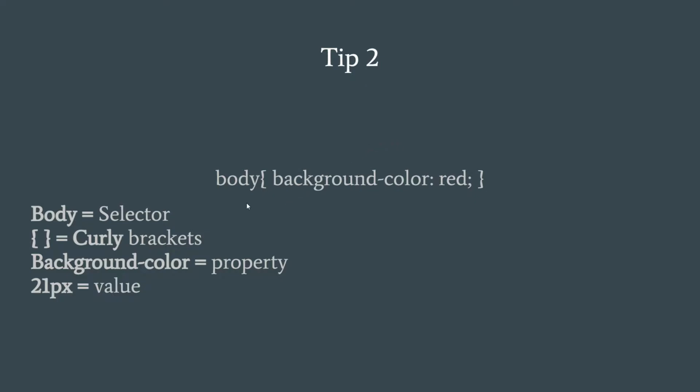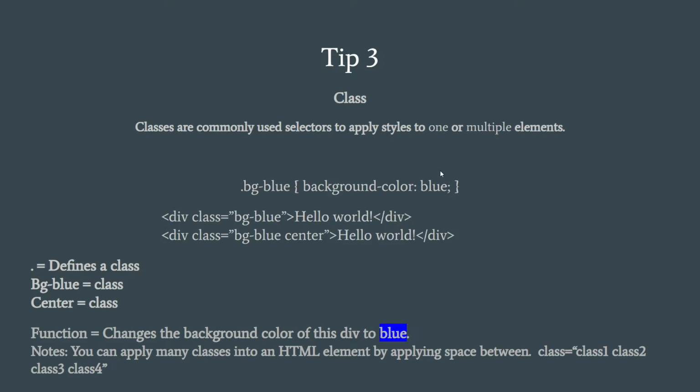Tip number 2 is we have the body, and this is the selector, this is the curly brackets, and within here we add our properties and values and the semicolon here. We're gonna do this too. We have classes. A class is defined by a dot, begins with a dot, and then you have the class name. In this case it's BG blue, and then we add the CSS here.